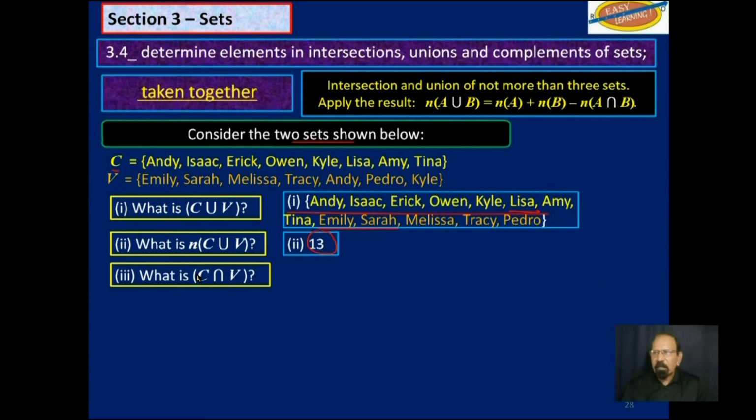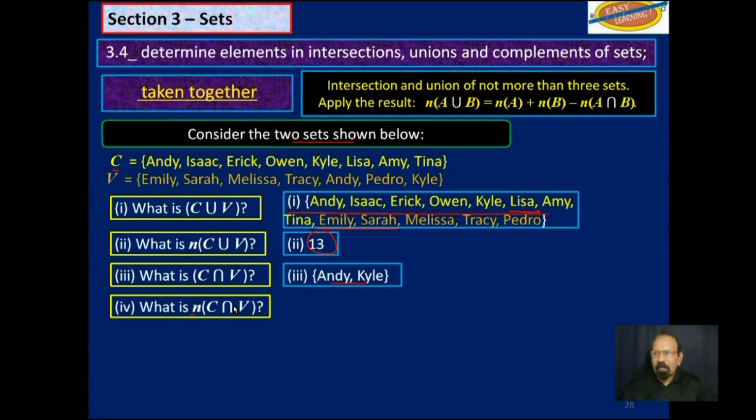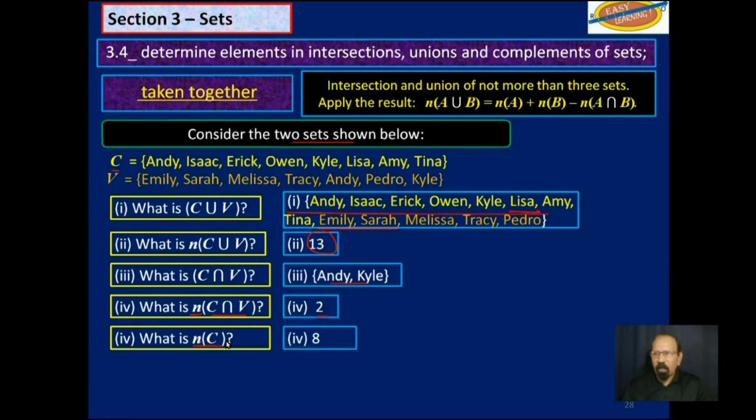Now, what is C intersection V? Andy and Kyle only. So the cardinality of C intersection V is 2, the number of elements in the subset C intersection V is 2. What is the number of elements in C by itself? 8. We can count them, 8.